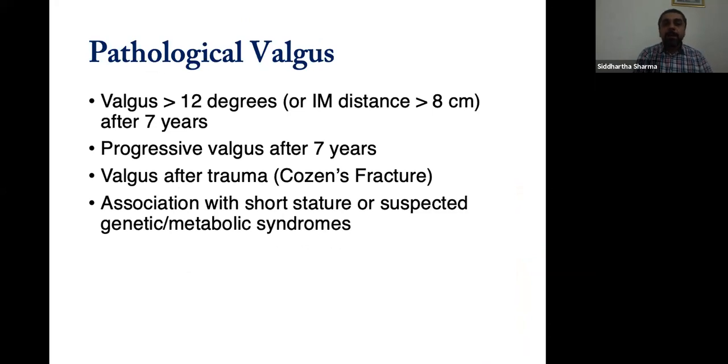Also, if you are having progressive valgus, so if you were following up the child and the valgus is increasing on each visit. Finally, valgus after trauma, and again, if you have stigmata of the genetic syndromes like short stature or metabolic syndromes, you should be very wary of a pathological valgus. And remember, a very favorite examination question is the Cozen's fracture. I'm sure you know of this. Now, this is valgus which happens after trauma, right?